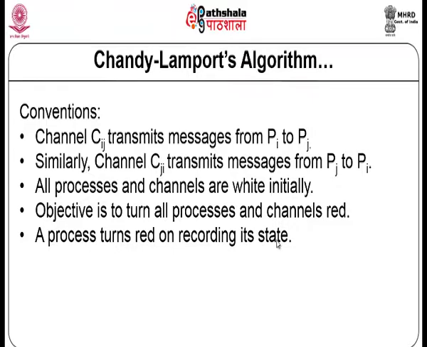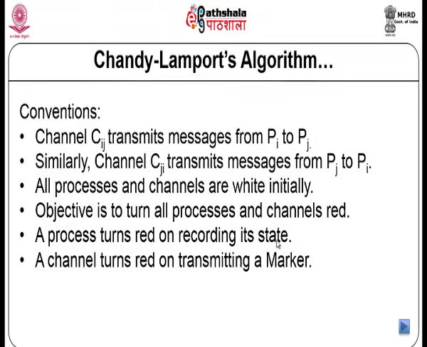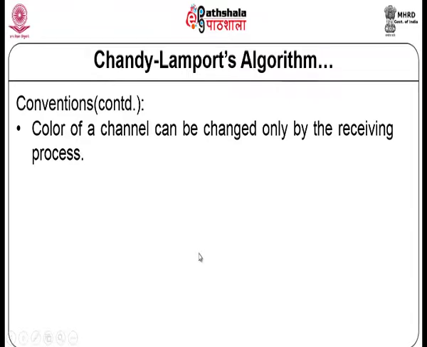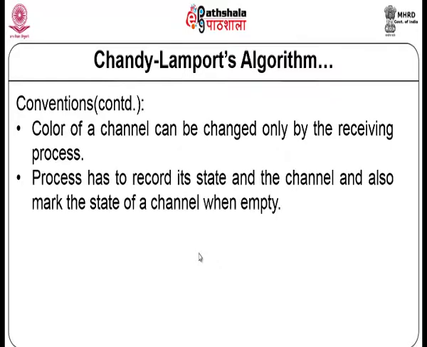A process turns red when it has recorded its state, and a channel turns red when it has transmitted, and through it a marker has gone and is received on the receiver side. So, the color of the channel will be changed only by the receiving process. Every channel will have two processes involved, and the channel color can be changed only by the receiving process.